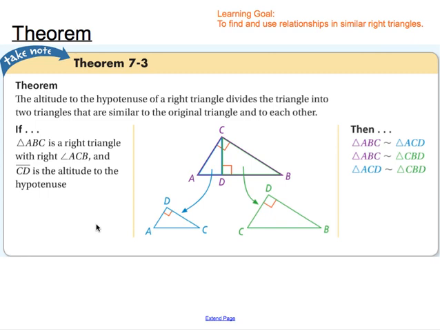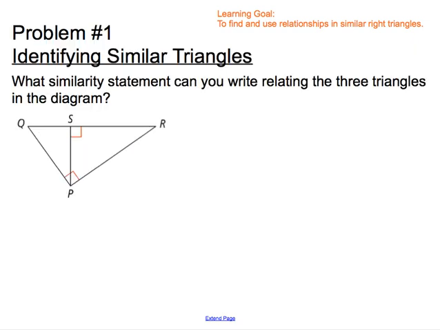The theorem then tells us that triangle ABC is similar to triangle ACD, that triangle ABC is similar to triangle CBD, and finally that triangle ACD is similar to triangle CBD. So our first problem asks us to identify similar triangles. It says, what similarity statement can you write relating the three triangles in the diagram?